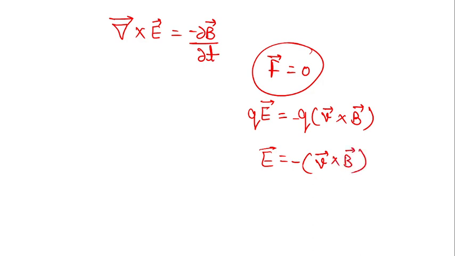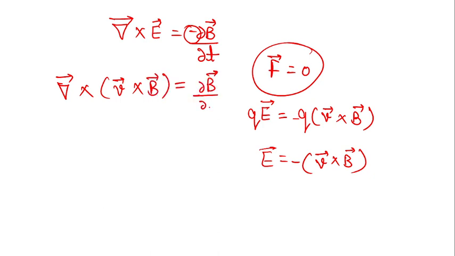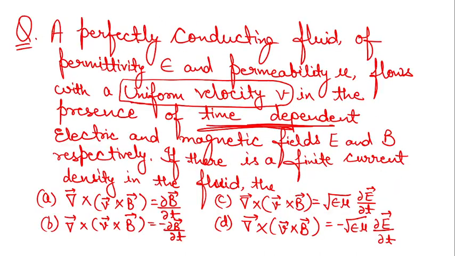Once you get this, what do you have to do next? Once you have the E expression, you just put it here. Curl of, then the minus sign is there, but I will adjust it with this sign. So curl of V cross B is equal to what I'm going to get? That's delta B upon delta T. Now you can see which option is correct: option A. That's how you reach the final answer. You can see how we proceeded just with the help of the question statement itself and by observing the options given to us.